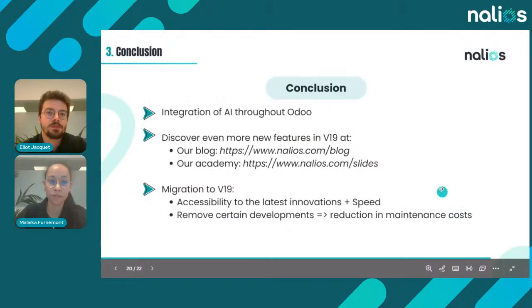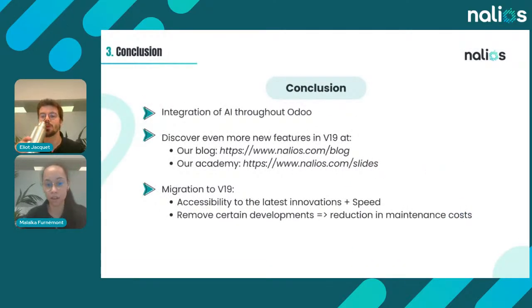Thank you, Eliot. So to conclude this webinar, we can say that one of the biggest new features of Odoo V19 is, of course, AI. If you want to learn more about Odoo AI, you can subscribe to our webinar of November 18. If you also want to learn more about the Odoo V19 new features, you can go on our website to consult our blog or our academy, where you can see video tutorials.